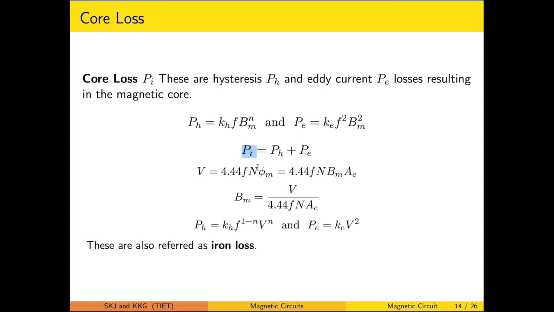When we are working with a coil wound on the magnetic material and supplied by an alternating current, the voltage is related by the value 4.44 f phi n. We will discuss this in detail in the transformer case. Correspondingly, Bm can be obtained. When this Bm is substituted, it results in an expression where Ph is proportional to f to the power 1 minus n into V to the power n. n is the Steinmetz constant, with a typical value of 1.6. Likewise, Pe, which is the eddy current loss, when substituted, comes out to depend on the voltage squared.